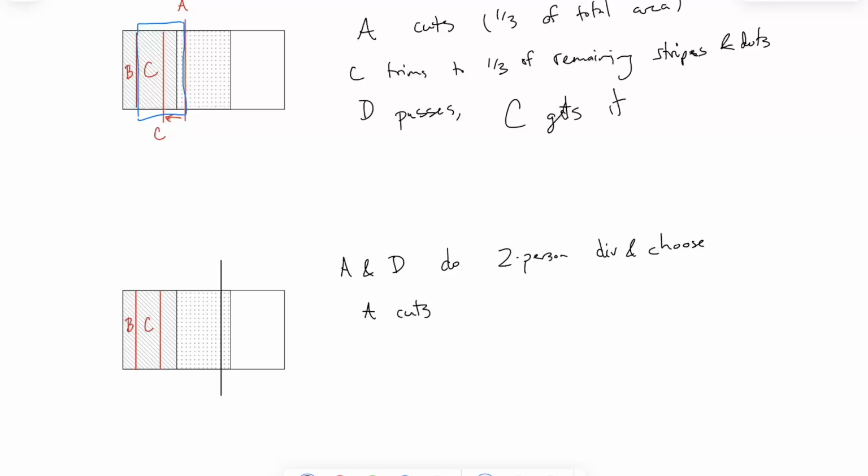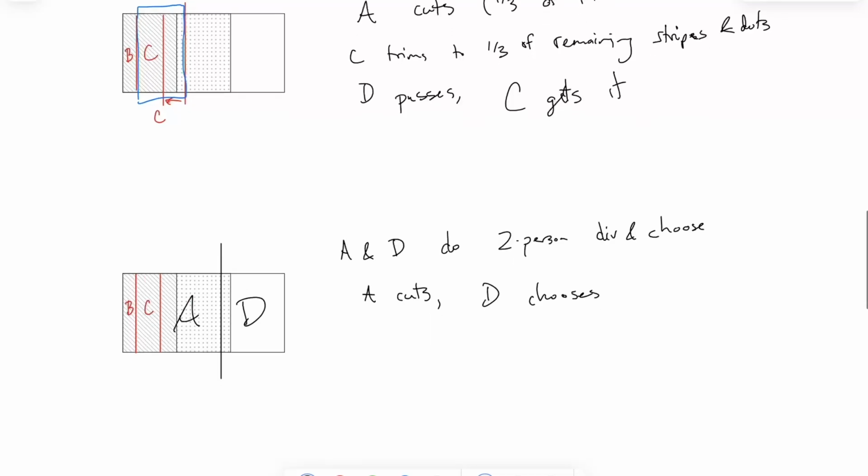D likes the dots and the white area. I think D is going to choose the piece on the right because it has dots and whites in it, whereas the piece on the left has some dots but also some of the stripes which D doesn't like. So A cuts, D chooses, so that D will pick that piece and A will take that piece over there. And that's our final answer.